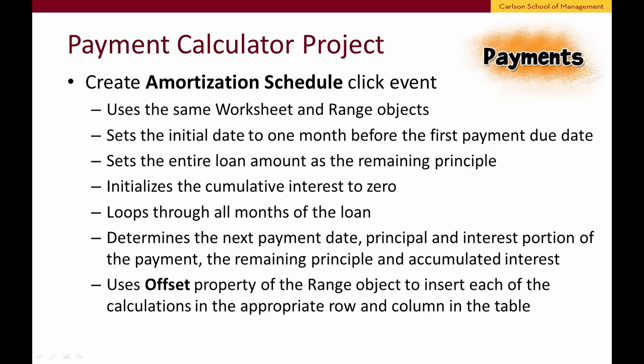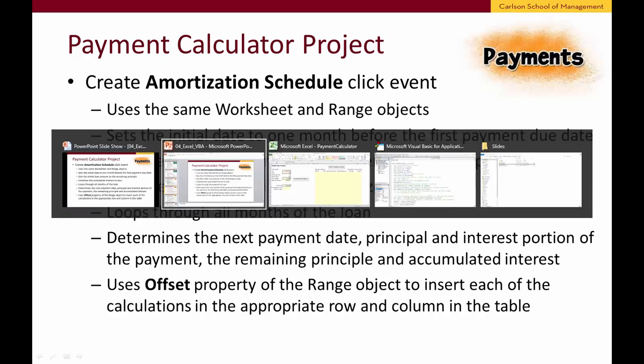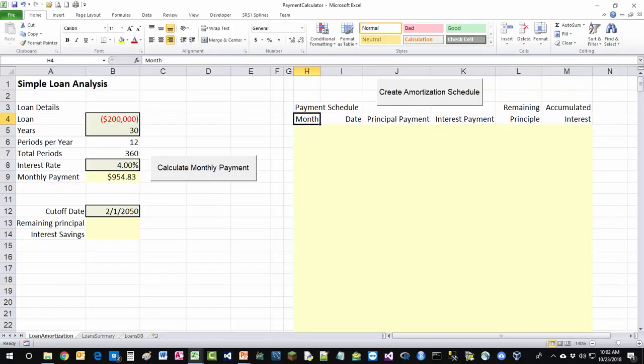dates. We then continue with the principal and interest components of each payment, calculated with PPMT and IPMT financial functions. Finally, we calculate the remaining principal and cumulative interest and insert those into the last two columns of the table. So switching back to Excel, this video is going to go through this portion of the model, inserting again the months, dates, principal, interest payments, as well as remaining principal and accumulated interest in these columns.